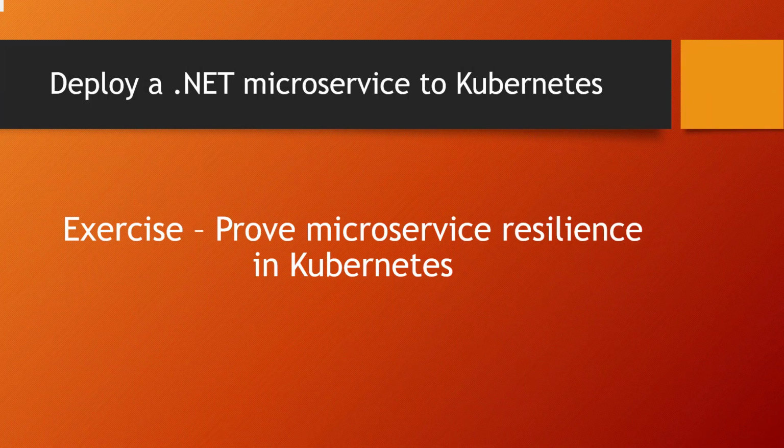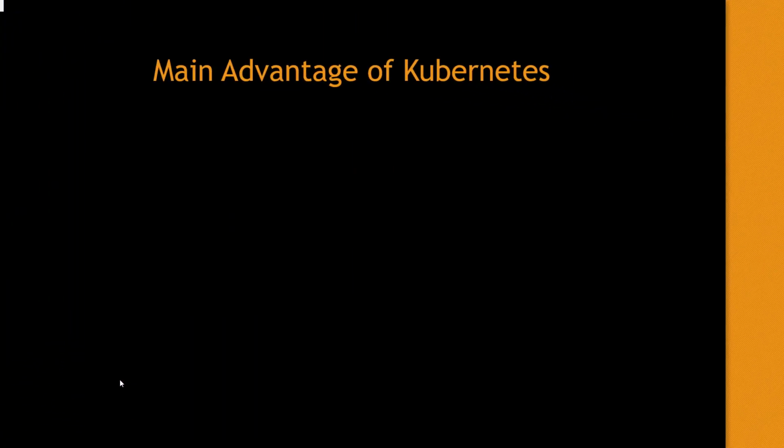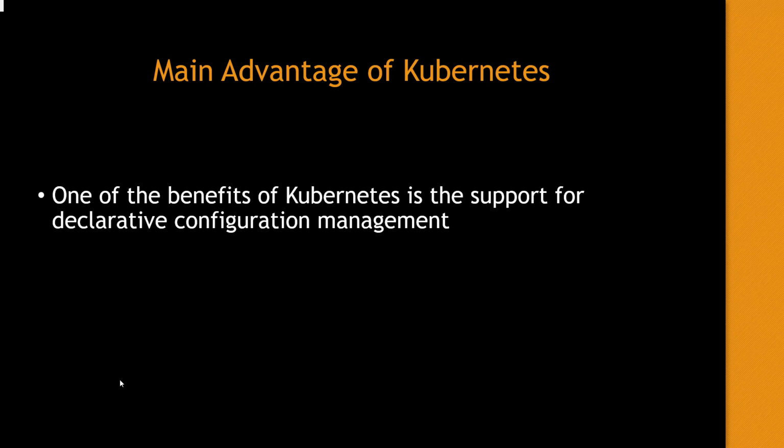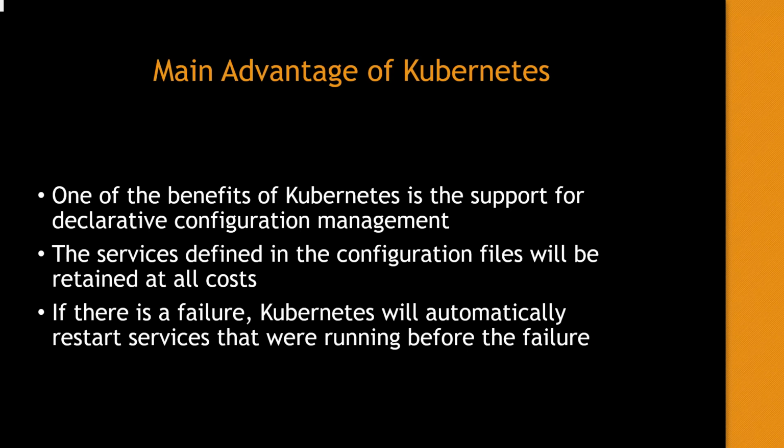Hello everyone. In this part, which is pretty much the last part, this is another exercise, the final one, to prove microservice resilience in Kubernetes. One of the main advantages of Kubernetes is its support for declarative configuration management. As we have seen, the YAML files that we created for frontend deployment and backend are followed exactly by Kubernetes. The services defined in the configuration files will be retained at all costs, no matter what. That means if there is a failure, Kubernetes will automatically restart services that were running before the failure.